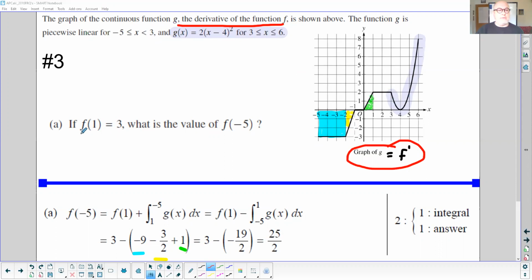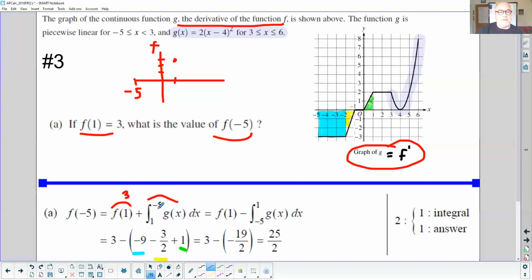If f of 1 is 3, what's the value of f of negative 5? Well, if you think about the graph of f, f of 1 is going to be 3, right there. So now how do I figure out what's happening way over here at negative 5? Well, I'm going to go backwards in time, and the accumulation of the area, which is an integral, represents displacement or change in position. So you have your initial condition f of 1, which is 3, and you're going to be adding that to the displacement from 1 to negative 5.